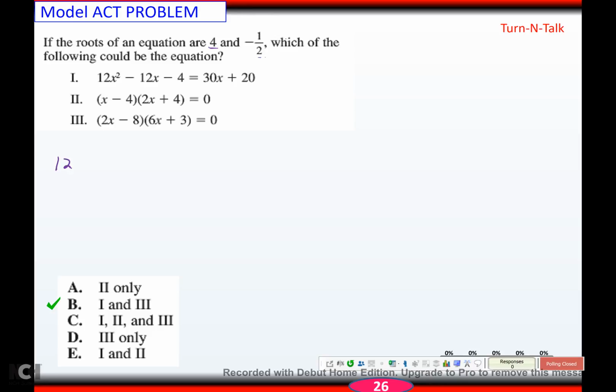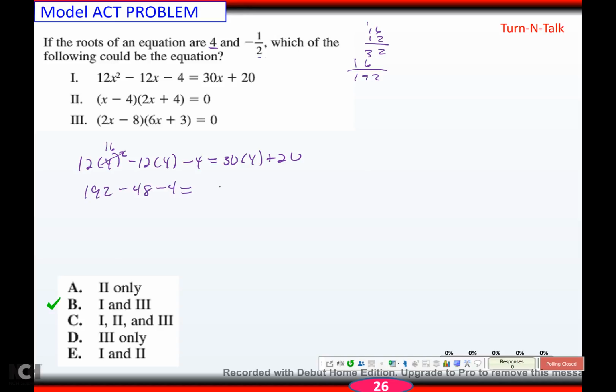So I could try and say 12 times 4 squared minus 12 times 4 minus 4 equals 30 times 4 plus 20. Well, that's 16 times 12 is, I don't know. See, I shouldn't change plans in the middle, but I do all the time. 192 minus 48 minus 4 equals 120 plus 20. So I got 192 minus 52 would be 140. 120 plus 20 is 140, so that works.